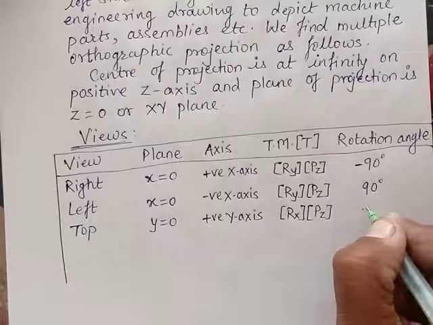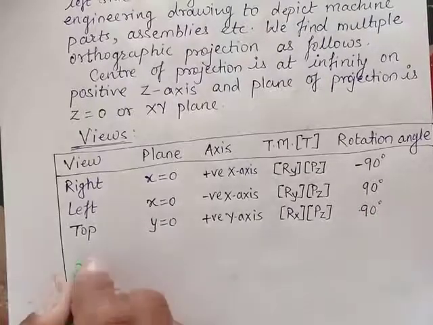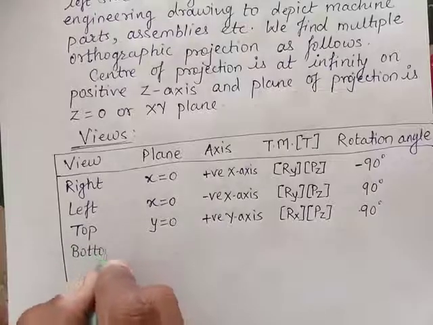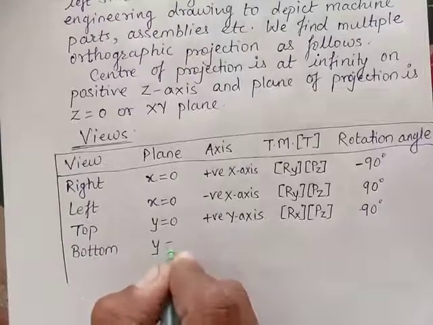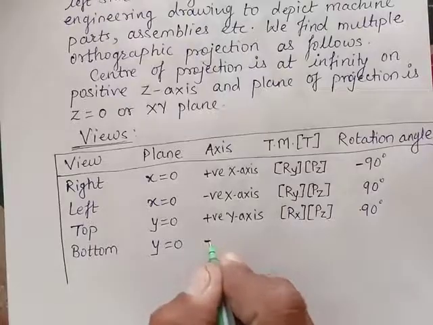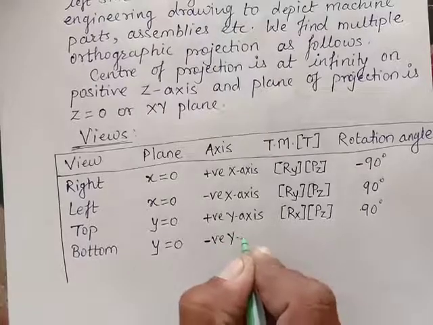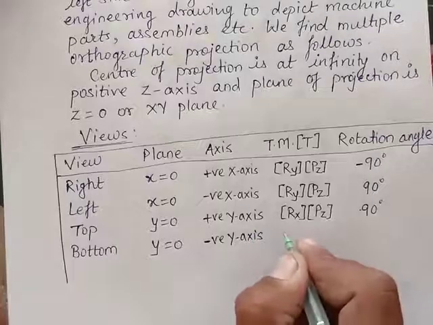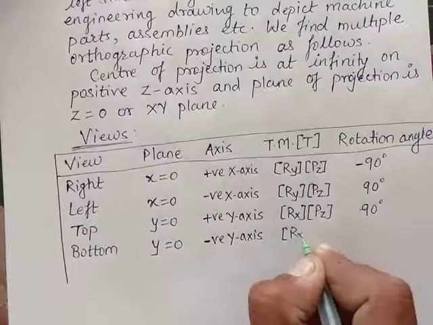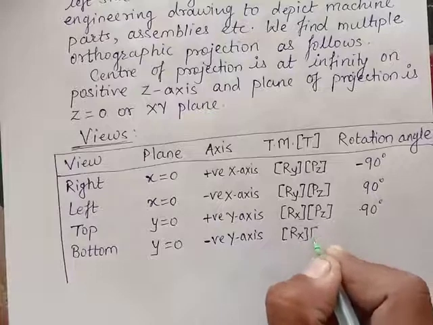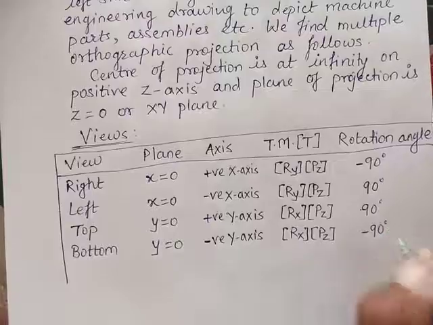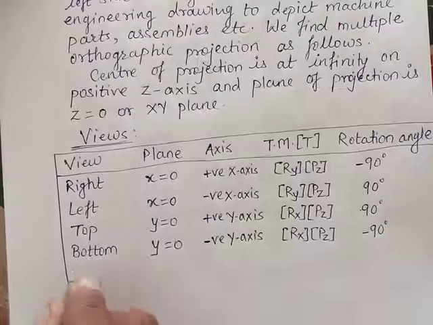And what is the angle here? 90 degree. Then bottom view. Here again y equal to 0 is the plane, negative y-axis. Okay, what is here? Rotation through x-axis into Pz. But what is the angle? It is minus 90 degree.